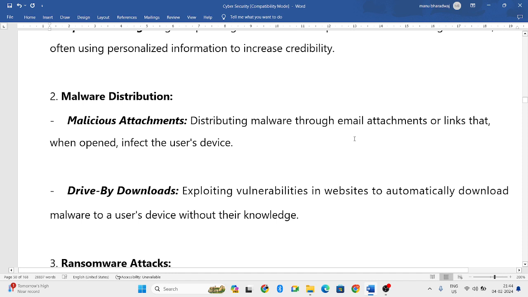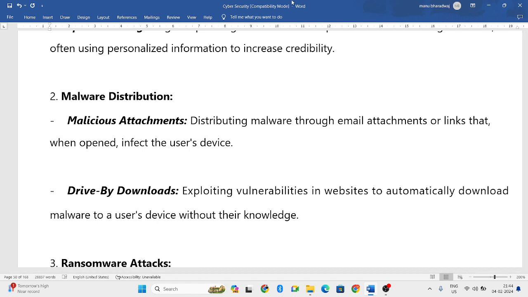What is this malware distribution? First one is the malicious attachment. Along with very important files, they will attach some more files which contain viruses, malicious links, or malicious software. So this will again affect your system, and this is how they use the trick to do the cyber attack.